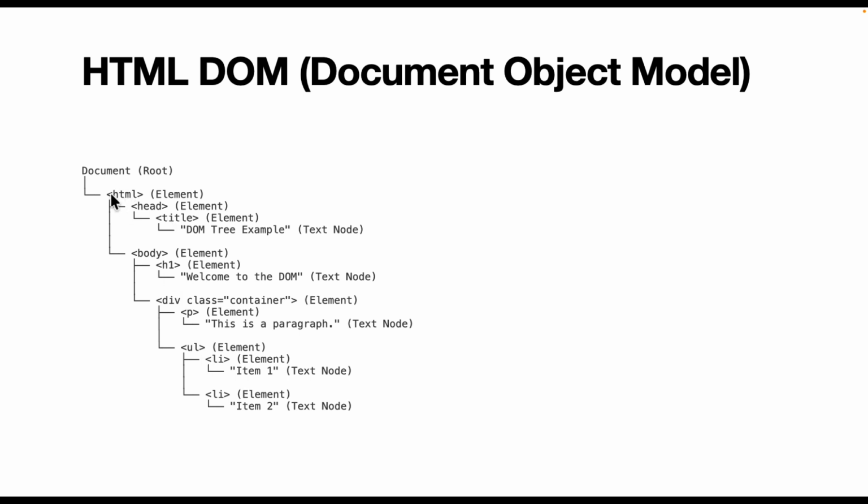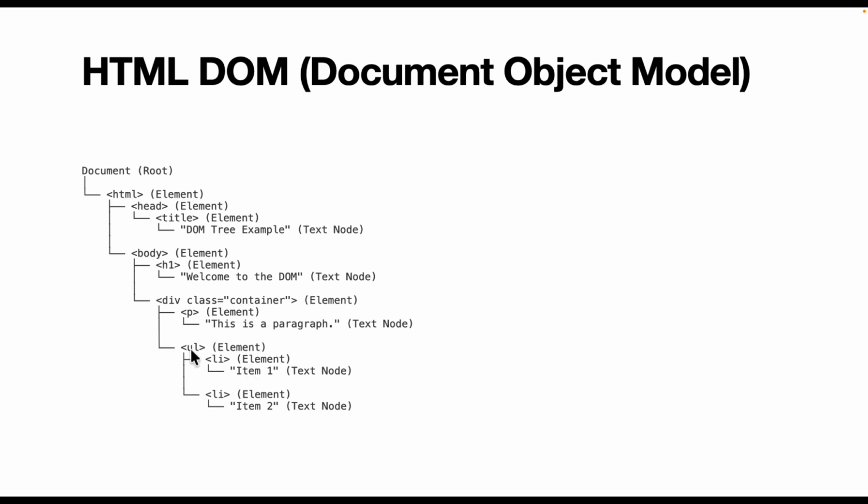Another example: if you take HTML at the top, the document is the parent of HTML, and head is a child of HTML, because it is under HTML. So it is a tree structure. You should understand that the root means the main document. Under that we have elements, and under an element we can have text and child nodes also.